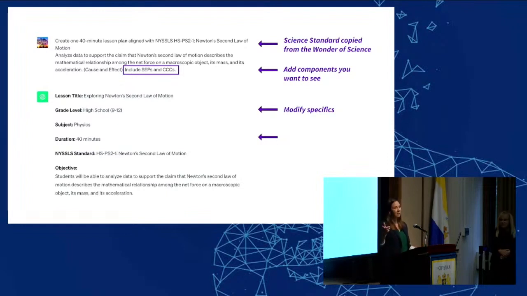I would take this one step further. This is saying high school grades 9 through 12, but I would specify that: 11th grade, New York State, Regents level, whatever the case may be. And I found that as I played around with the inputs, it gave me a more and more precise output. The one thing that I found interesting, and again, I chose something that I knew I could check myself, was a lesson on conservation of momentum.